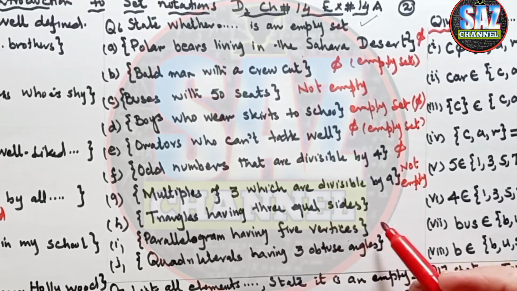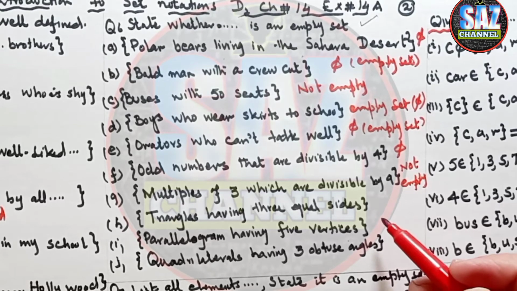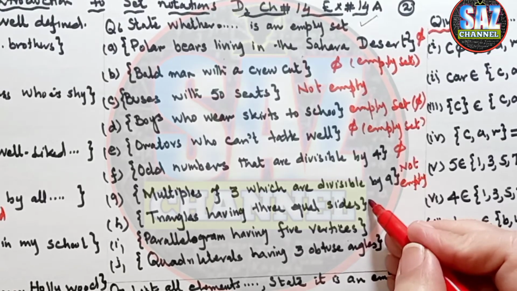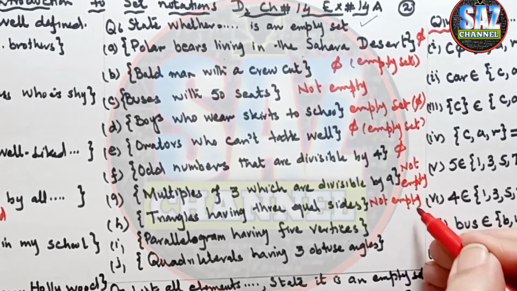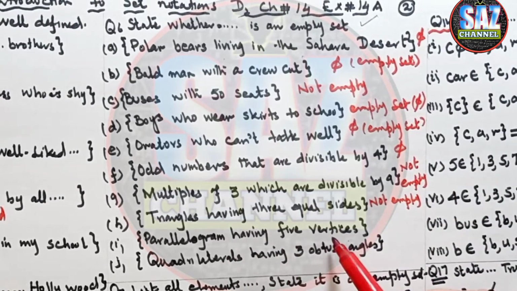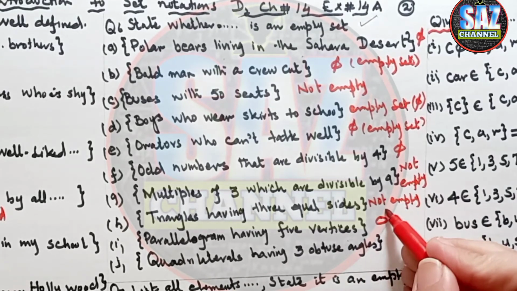Yes, we have the type of triangles. That's the equilateral triangles. All 3 sides equal. So it's not empty. Okay, then parallelograms having 5 vertices. A parallelogram is a 4-sided shape, so how can it have 5 vertices? So it's an empty set.